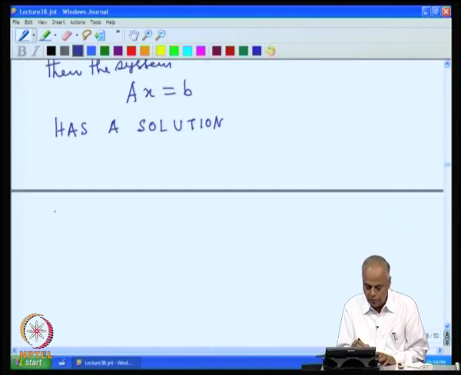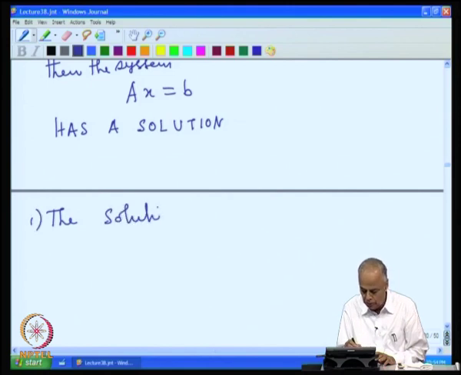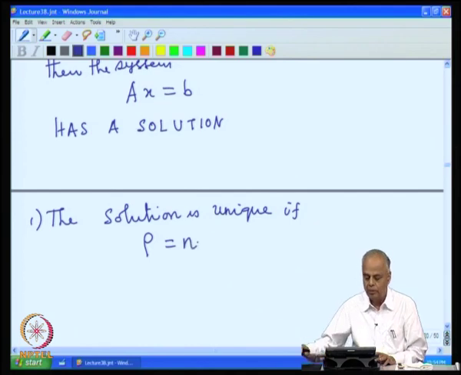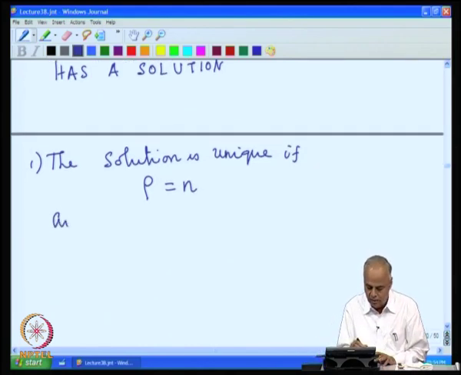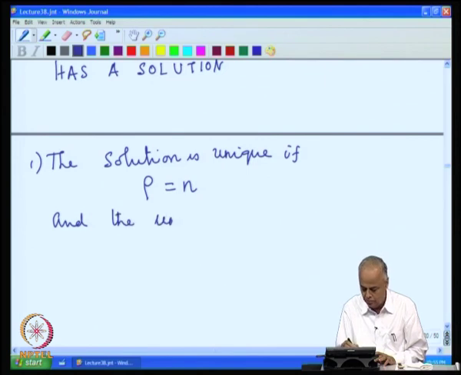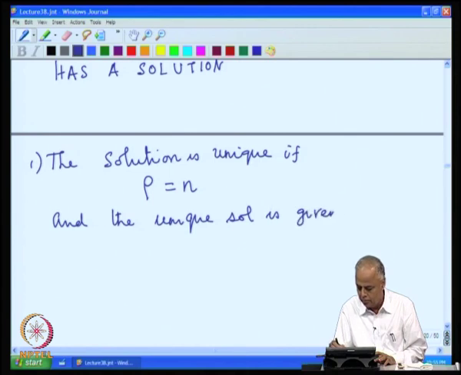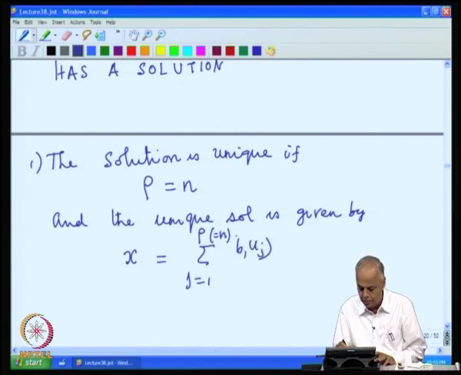The solution is unique if the rank of the matrix is equal to the number of columns, and the unique solution is given by x equal to the summation j equal to 1 to rho, rho being the same as n, of b·u_j by s_j times v_j.